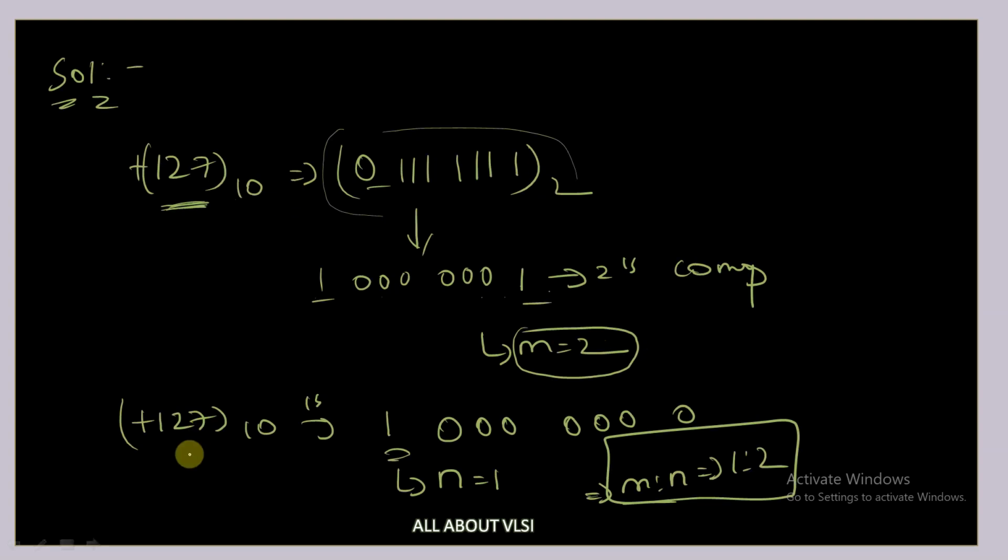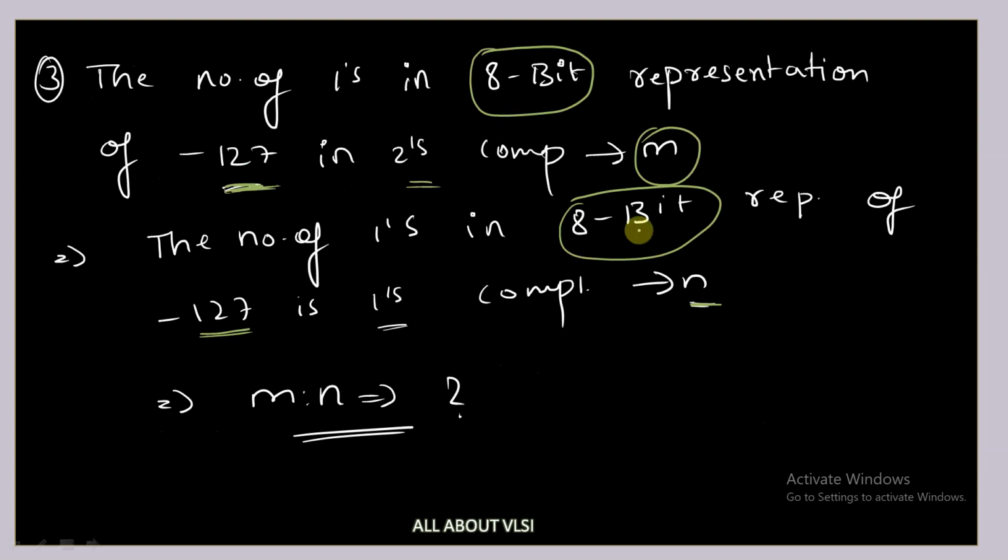Okay, and plus 127 base 10. If you apply again 1's complement on this number, this is your value. And in the 1's complement you have only one. That is nothing but equal to n. So m is to n, that is nothing but 2 is to 1.